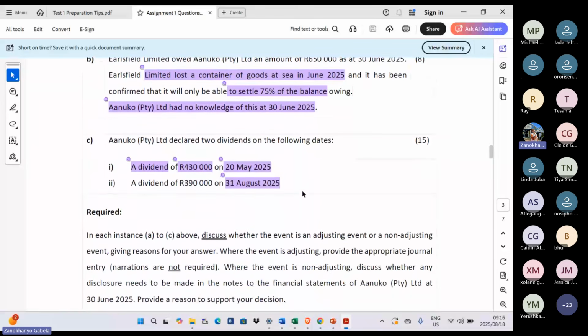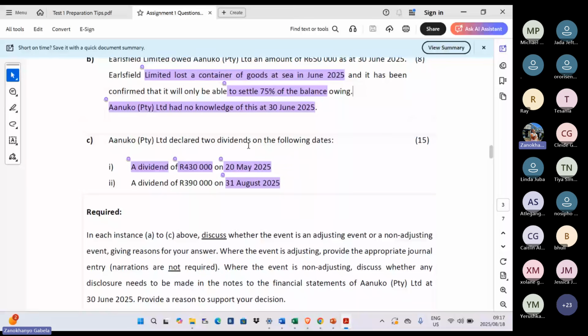C, very nice and simple. A dividend of 430 on 20 May 2025. Very, very simple, guys. It's like eating a cake again. With a dividend, we're looking for two types of dividends. The first one must have been issued in the current year, and there is our brother there, 20 May 2025.